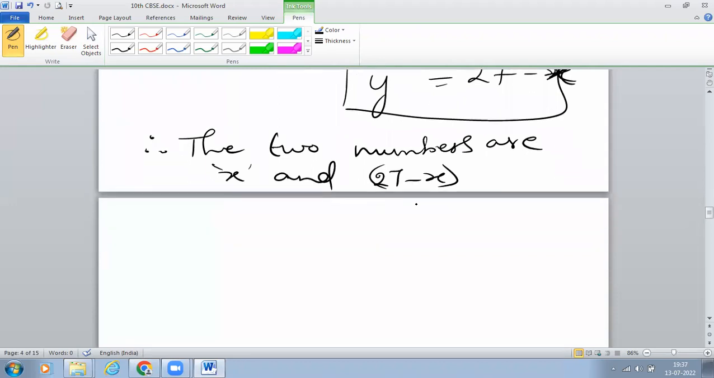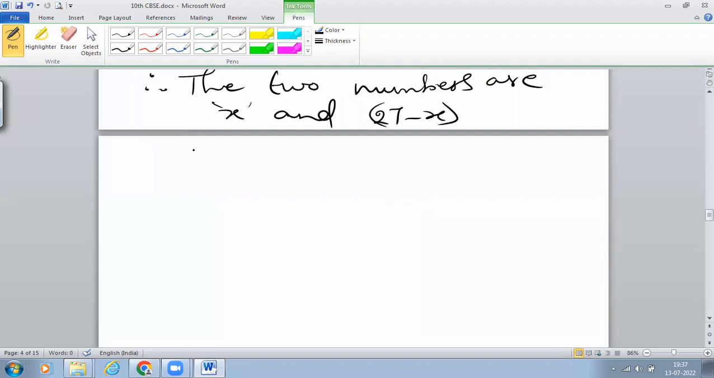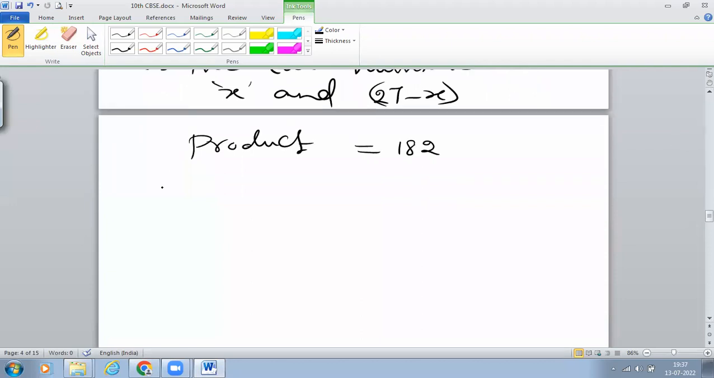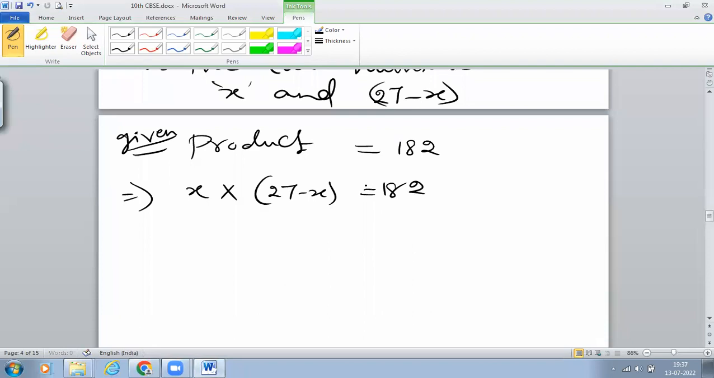Very simple. Now, in the question the product of the numbers is given. What is the product of the two numbers? 182. Yes, it is given that the product of the two numbers is 182. Which means one number is x, so x into the other number, 27 minus x, is equal to 182.